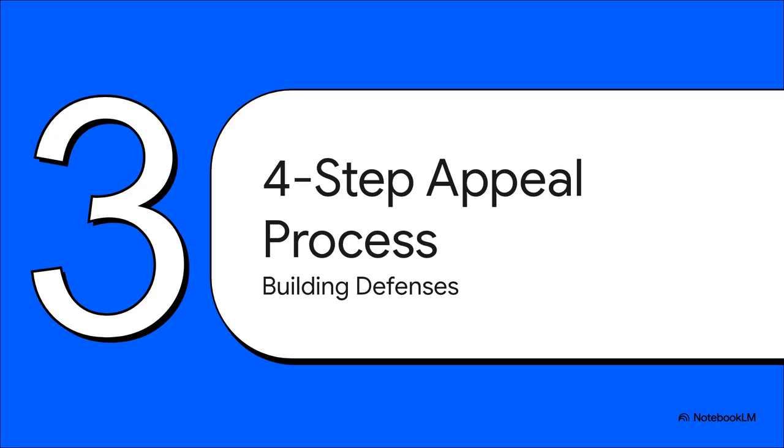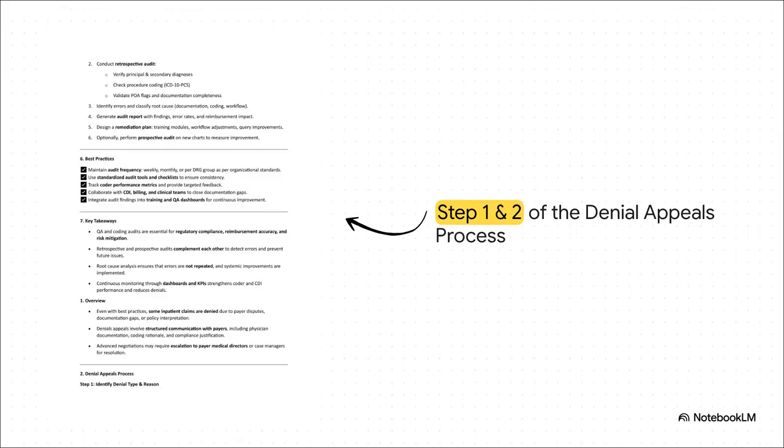All right, on to Section 3, the 4-step appeal process. Steps 1 and 2 are all about rallying the troops. You need to assemble a multidisciplinary denial defense committee. Your CDI team, coders, physician advisors, and revenue integrity folks need to collaborate instantly. Find the exact reason for the denial, and then pull absolutely every piece of the medical record, operative notes, lab trends, POA indicators, everything you need to build an airtight case justifying that admission.